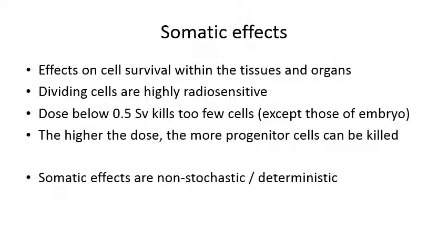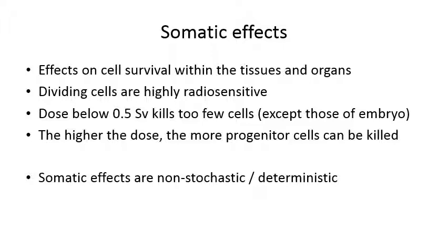Somatic effects are those affecting cell survival within the tissues and organs of the body. Radiation damage to genes, chromosomes, and other vital organelles can cause cell death, especially dividing cells, which are highly radiosensitive. In general, a dose below 0.5 sievert kills too few cells to cause clinically detectable injury in most organs, other than those of the embryo.